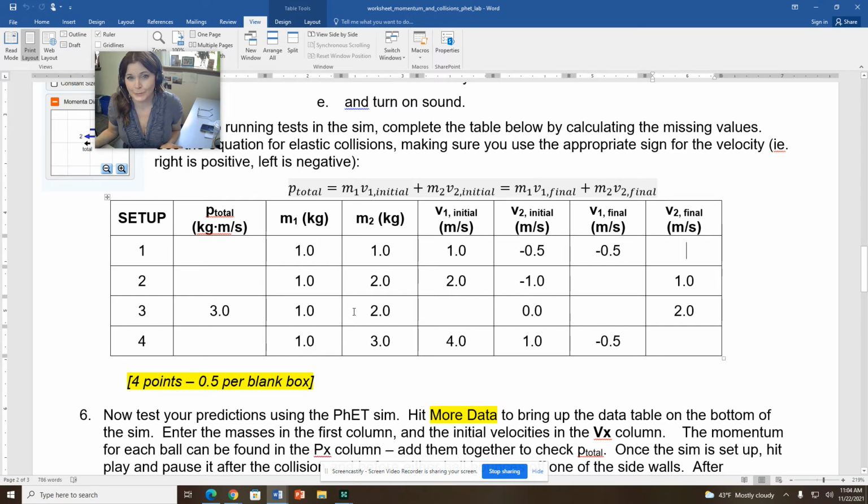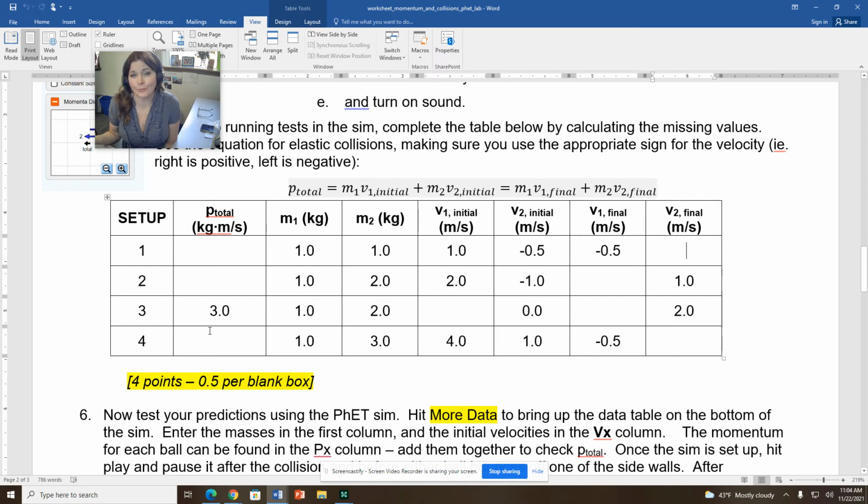But that's okay too, because you're just basically filling in the missing information. Hopefully that's all pretty self-explanatory there. If you have questions on how to fill in the missing parts of this data table, let me know. But remember, you're using this set of equations up here. That essentially, this combination of initial stuff is equal to the final, which is equal to the total.